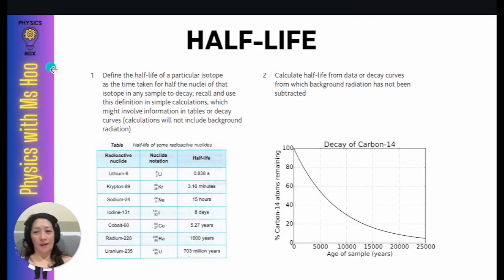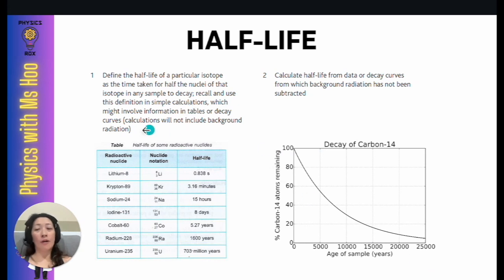So now let's look at half-life. You need to know the definition of half-life. So the half-life of a particular isotope is the time taken for half the nuclei of that isotope in a sample to decay. And you need to know how to use this in simple calculations. So this could involve information in a table or a decay curve.